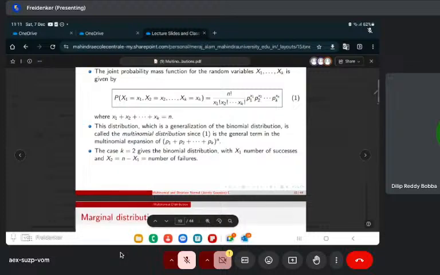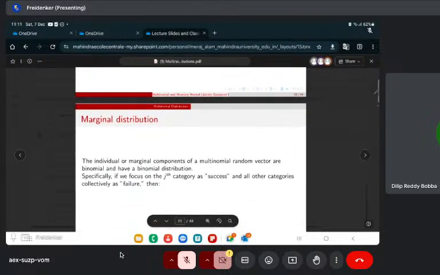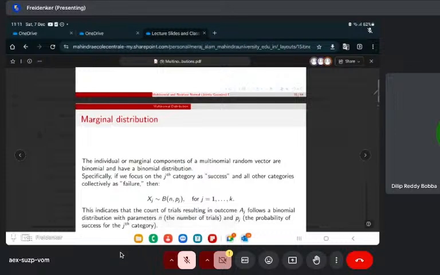There you have only success or failure. Here you can have multiple events, k number of events. Okay, what is marginal? Marginal, not the economics marginal. There, marginal is additional, right?